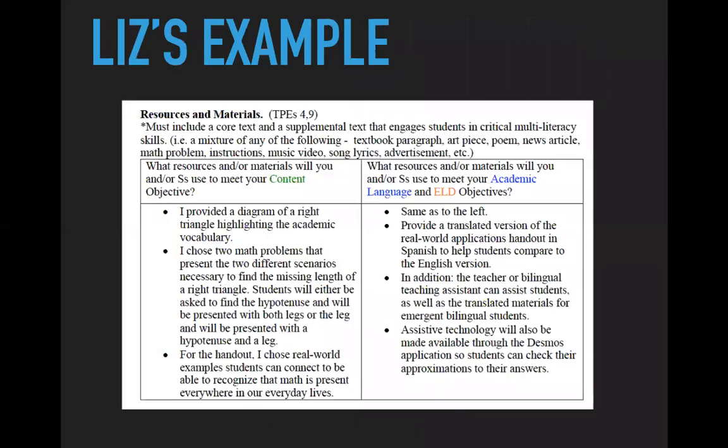So here's an example from Liz. This is how it looks in the lesson plan template for you. So again, it says you must include a core text and a supplemental text that engages students in critical multiliteracy skills. So you can mix any of the following: a textbook paragraph, an art piece, poem, news article, math problem, etc., etc. Right? So for Liz's class, this was a math class that she was teaching.